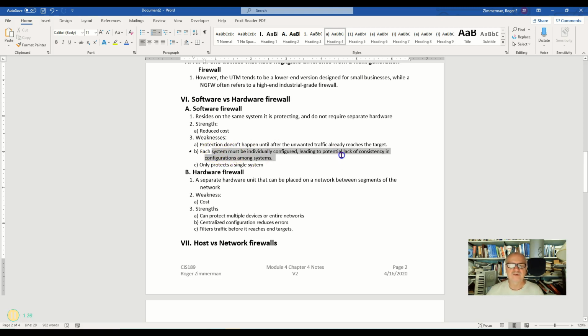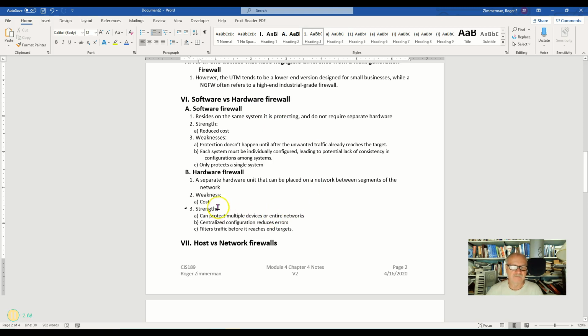Also, each system needs to be individually configured. So if I misconfigure something on one computer, or configure it one way on one computer and another way on another computer by accident or on purpose, or simply because I wasn't paying attention or it's two different technicians, then I have an inconsistent type of protection across my systems. And then, of course, it only protects a single system, the system on which it resides.